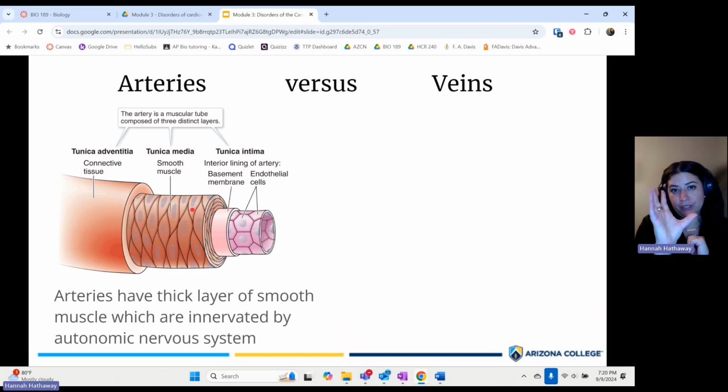Because arteries are able to dilate and contract, when we're talking about something like blood pressure, the arteries are the ones that are involved deeply with blood pressure. If you have really narrow arteries, the heart's having to work a lot harder to pump against those arteries, and that's going to result in higher blood pressure. So arteries have smooth muscle that allows them to expand and contract.